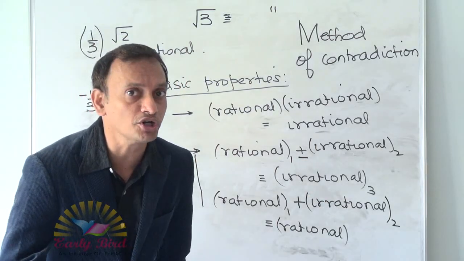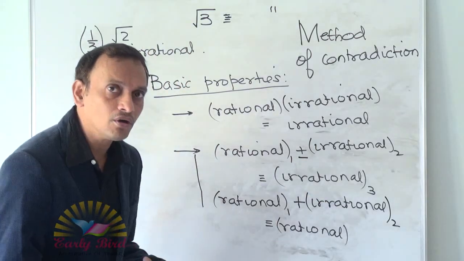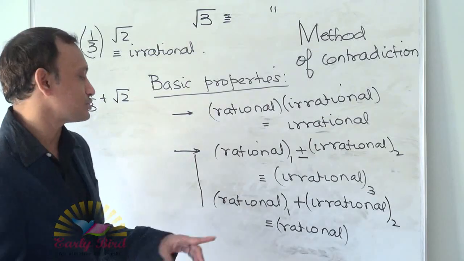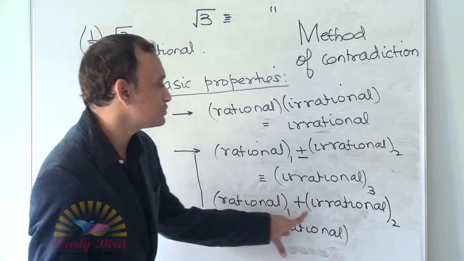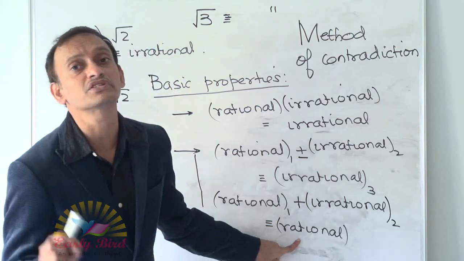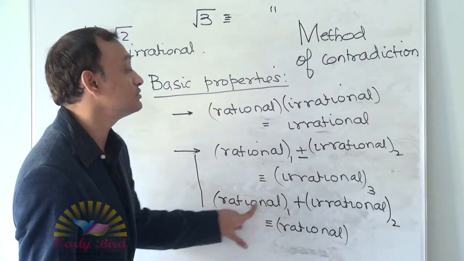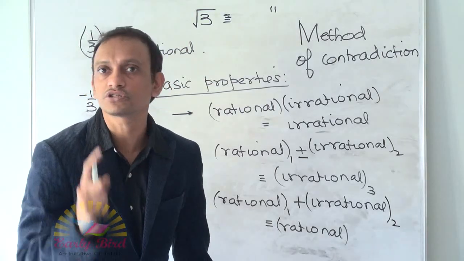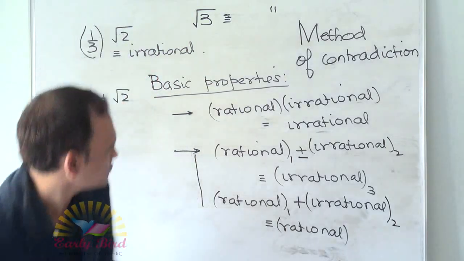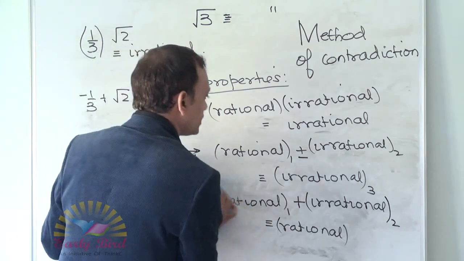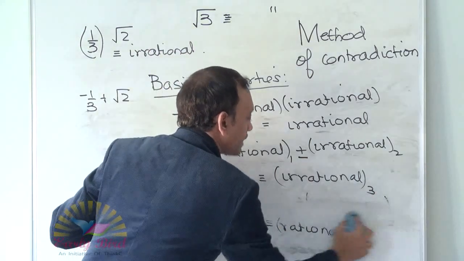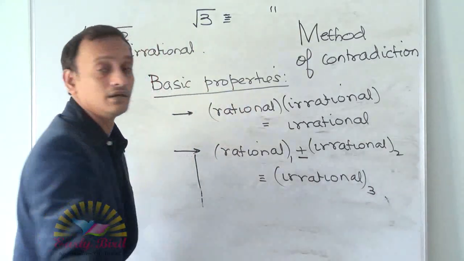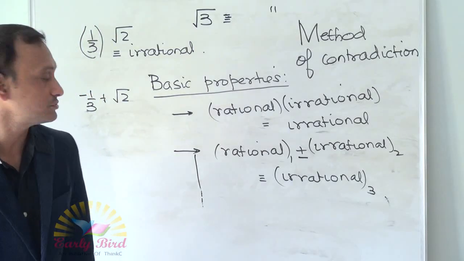So which leads to a contradiction. Where is the flaw? The flaw is in the basic assumption. The assumption that rational plus irrational is rational must therefore be incorrect. Rational plus irrational must always be irrational. This is another very important property. Rational plus minus irrational will always be irrational.